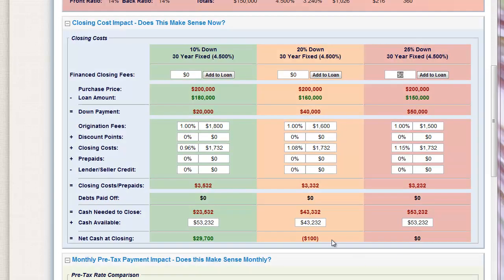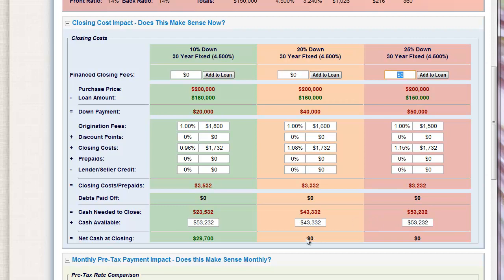If I'm putting 43,232 as my cash available here, then my net cash at closing is off by $100. I'm sorry, that's because I put the wrong number here. 43,332. So is that really fair? No, because in this situation I'm putting down 53,000. Here I'm putting down 43.